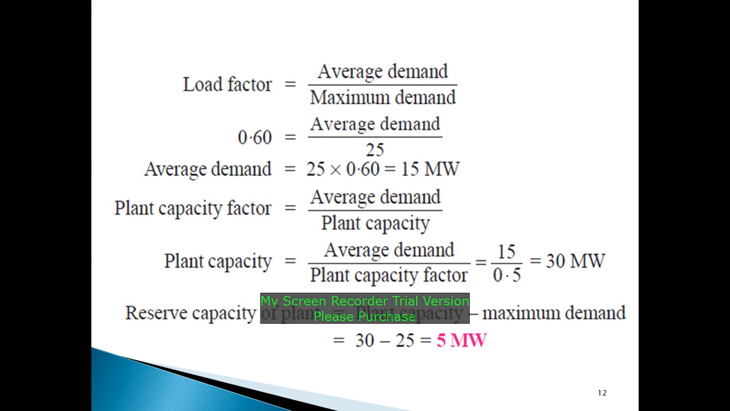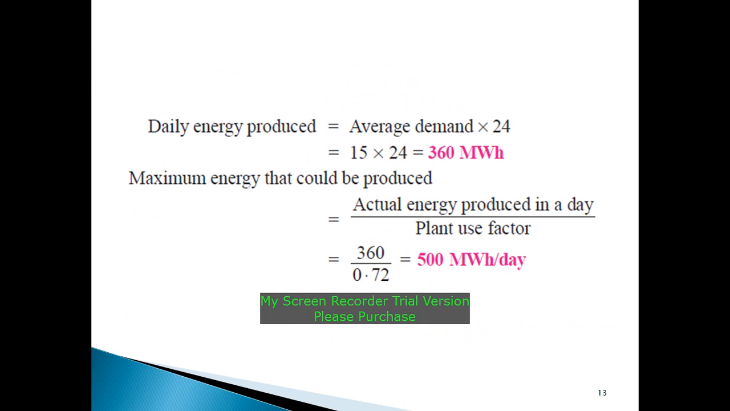Plant capacity factor is equal to average demand by plant capacity. So they ask what is the plant capacity. The plant capacity can be calculated with the help of the average demand and the plant capacity factor. It is 15 by 0.5, 30 megawatt. The reserve capacity of the plant is: plant capacity is 30, we know that, and maximum demand is given in the problem itself, it is 25. So the reserve capacity of the plant is 5 megawatt.